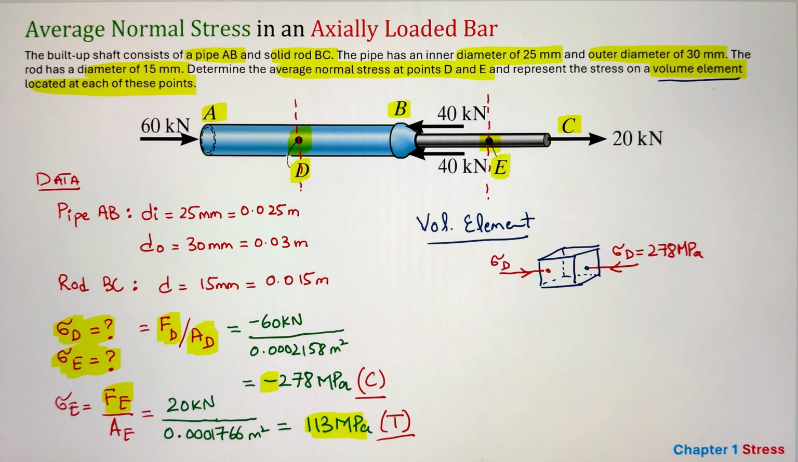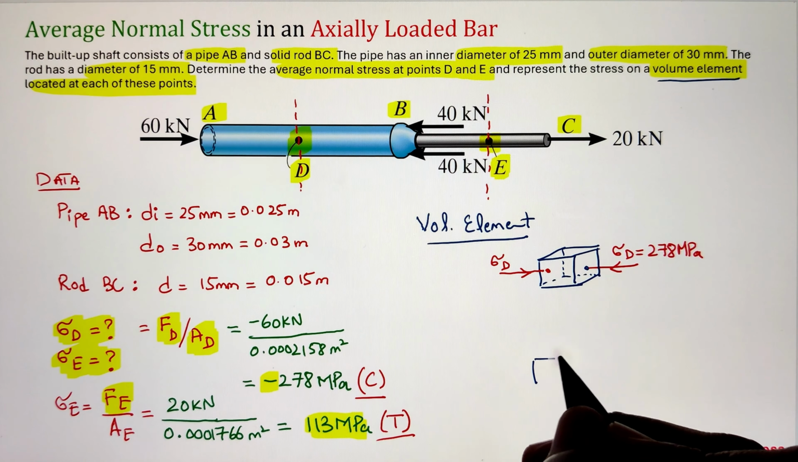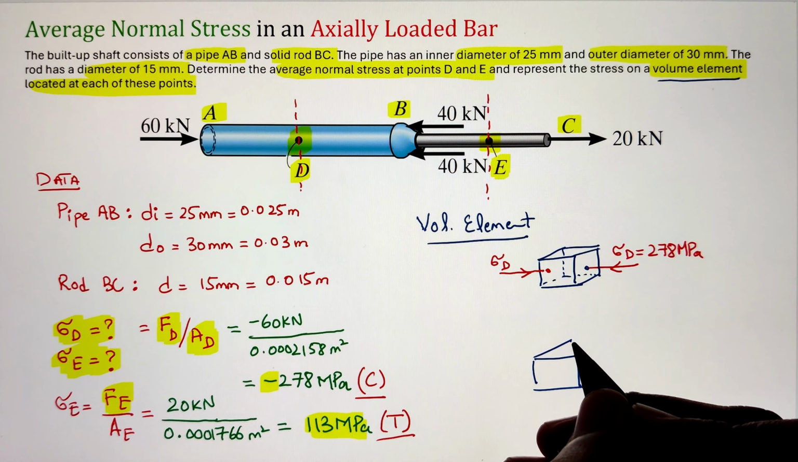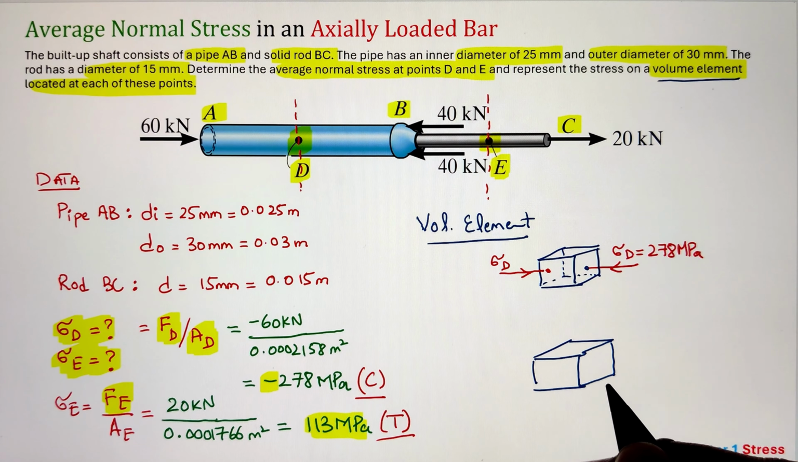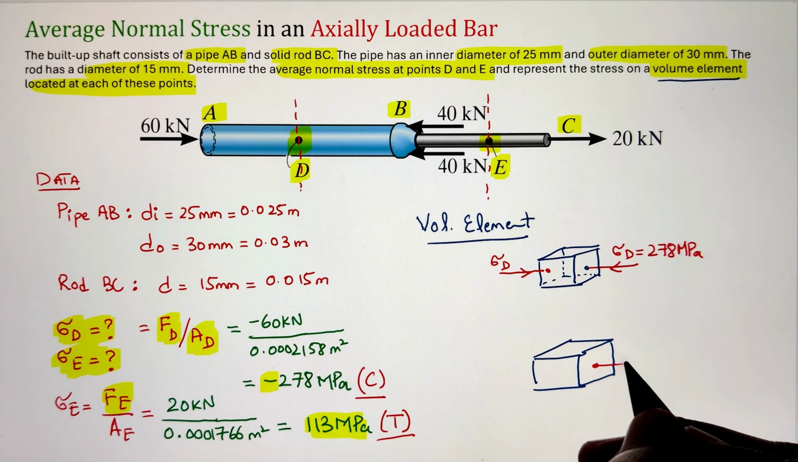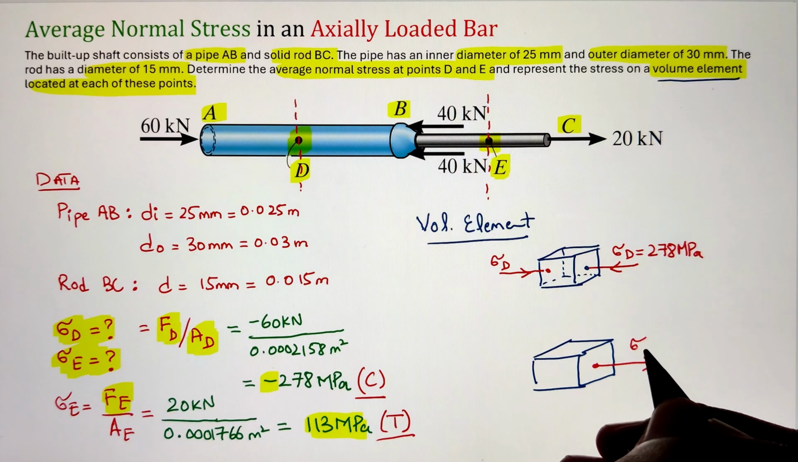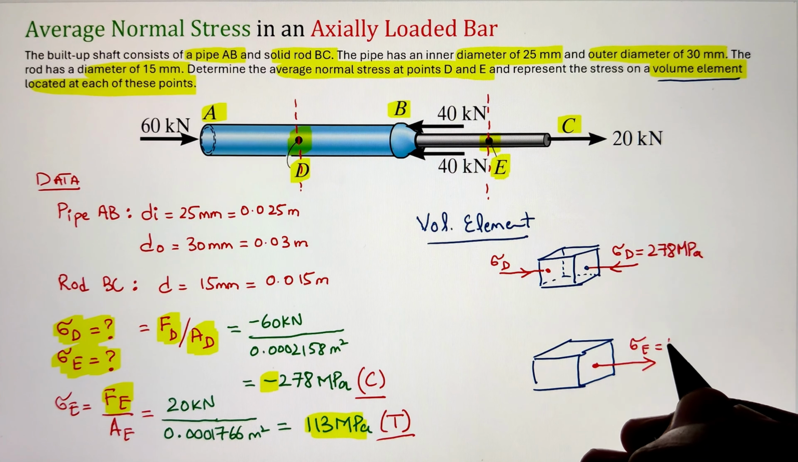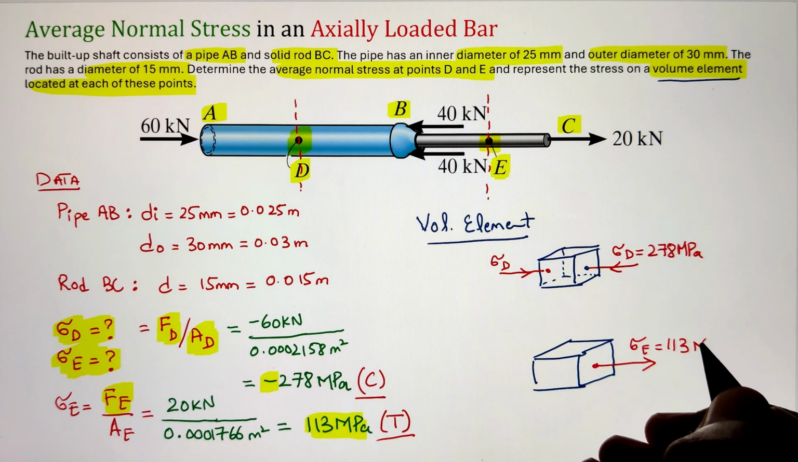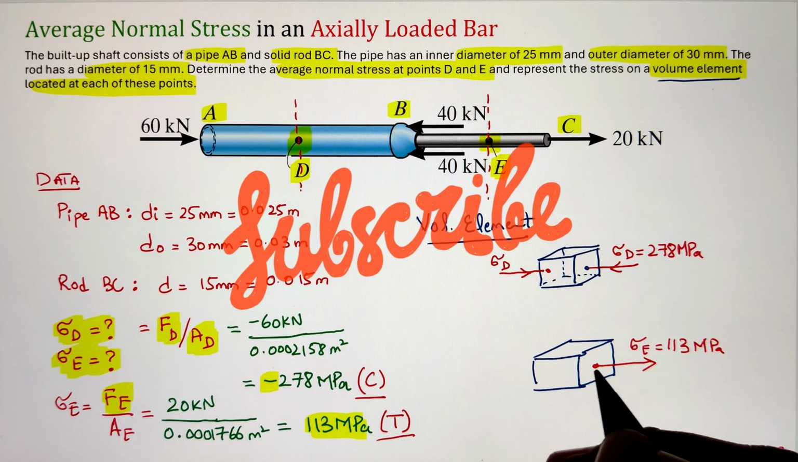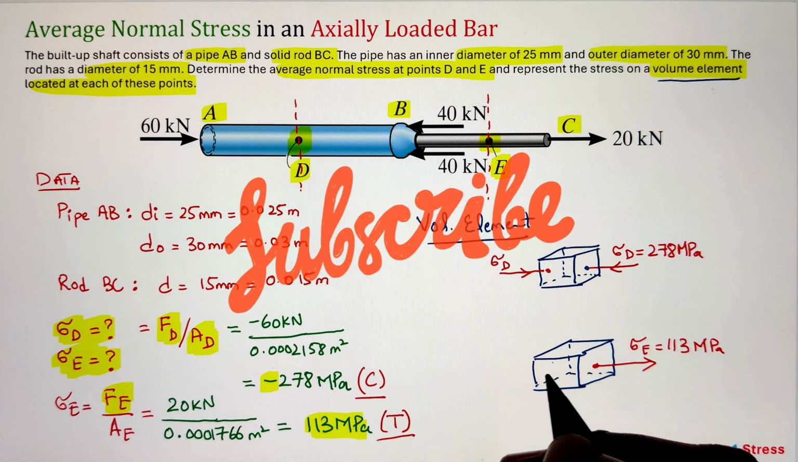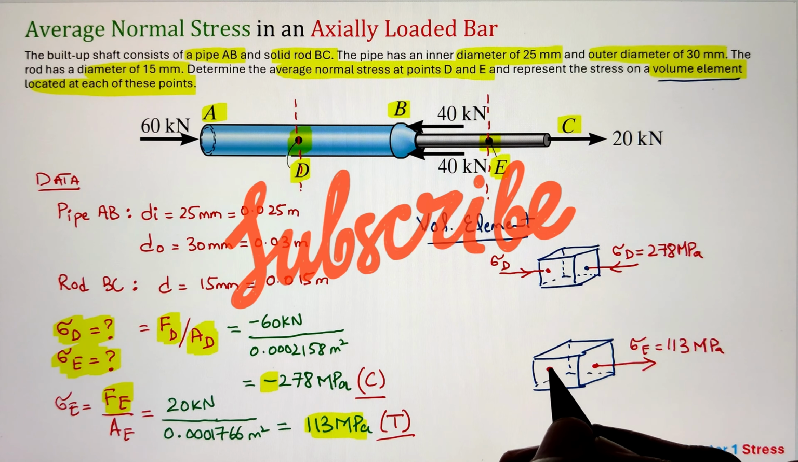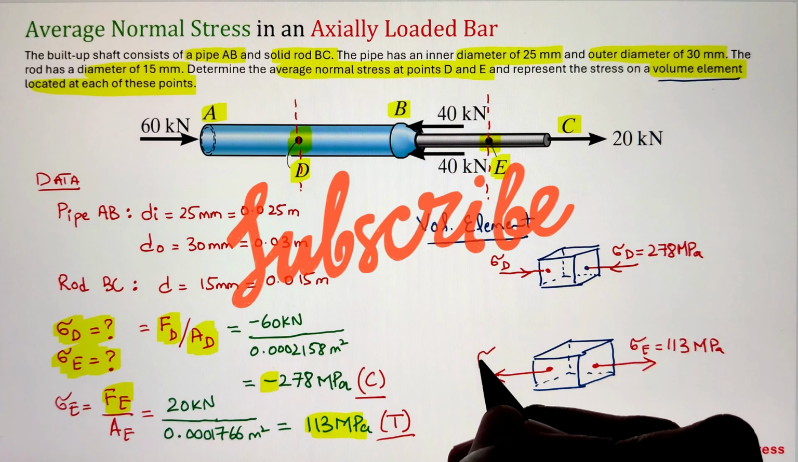figure. Similarly, for point E, again the process is the same, but this time, since the stress is in tension, the arrow should be going away from the face. So our sigma E is pointing towards the right side of the face as 113 megapascals. Similarly, on the back face of the cube as well, it is going away from the face, showing it is in tension.